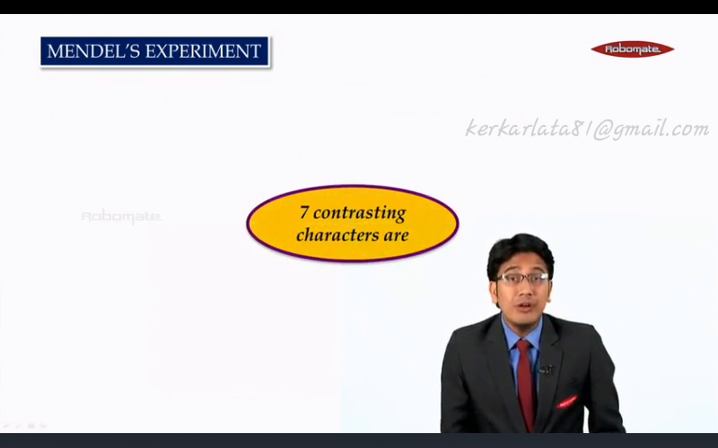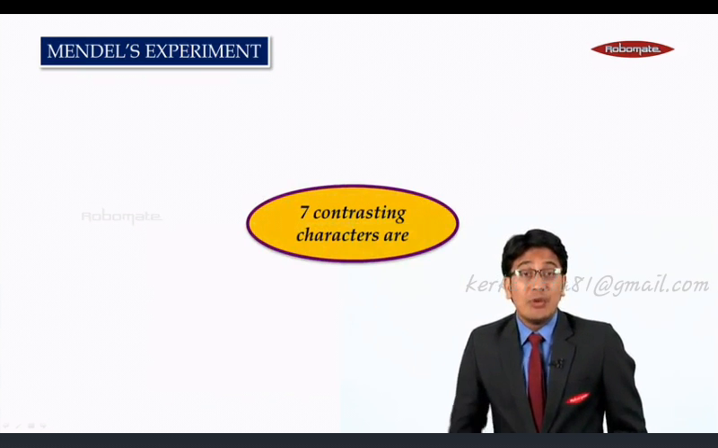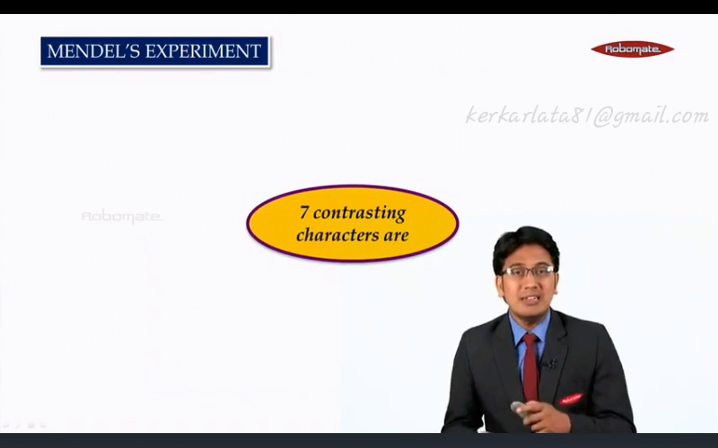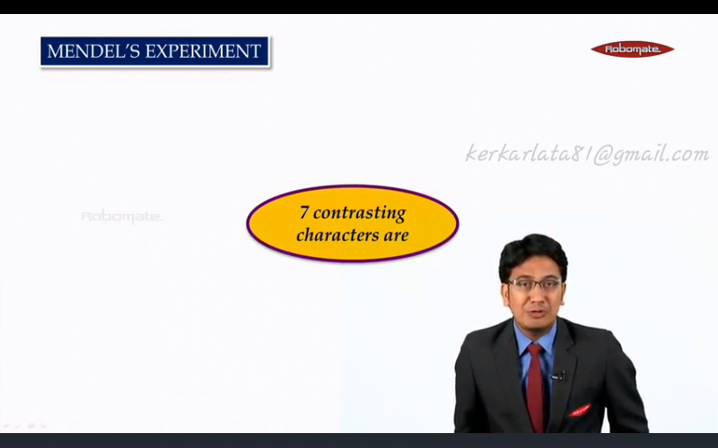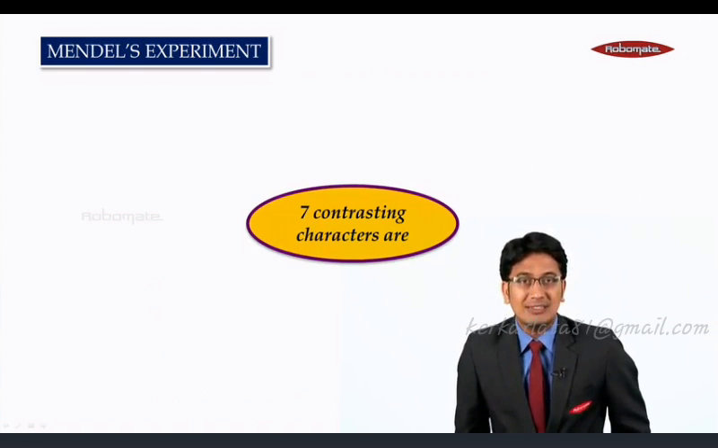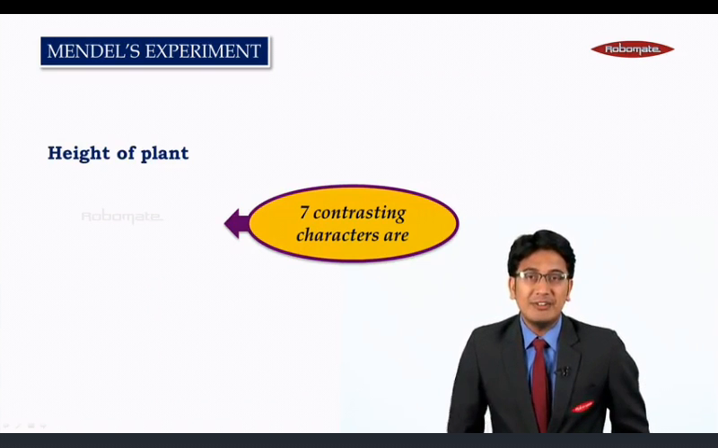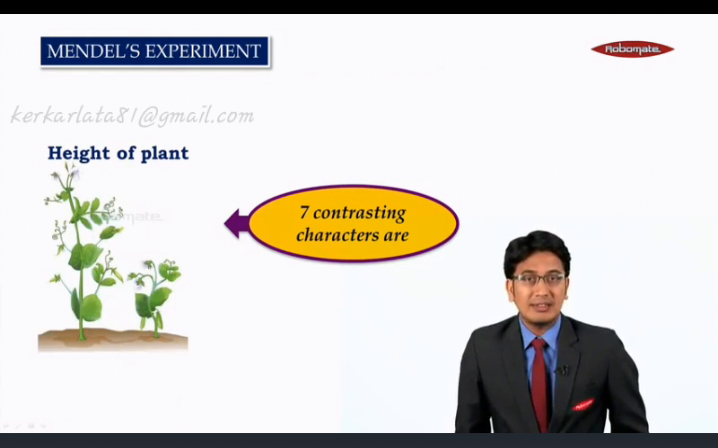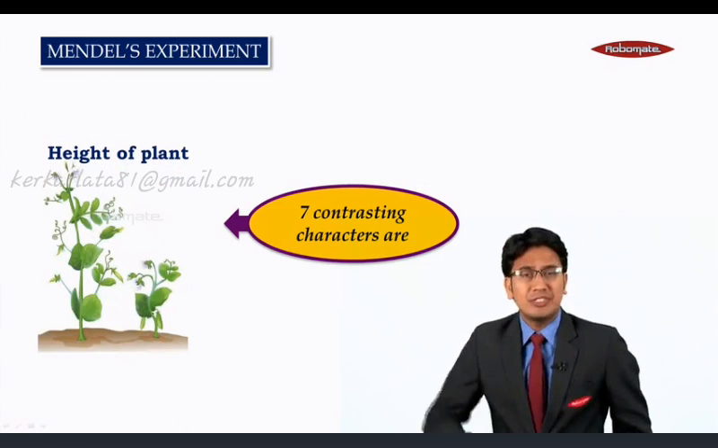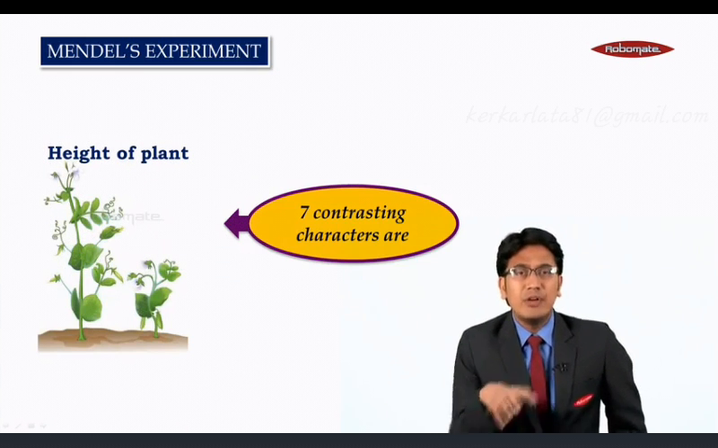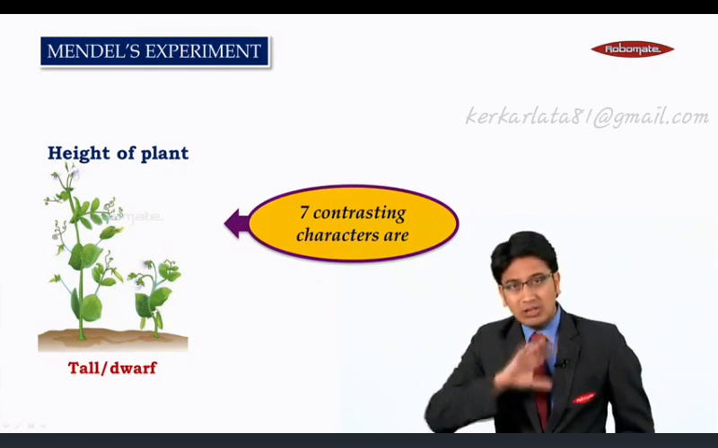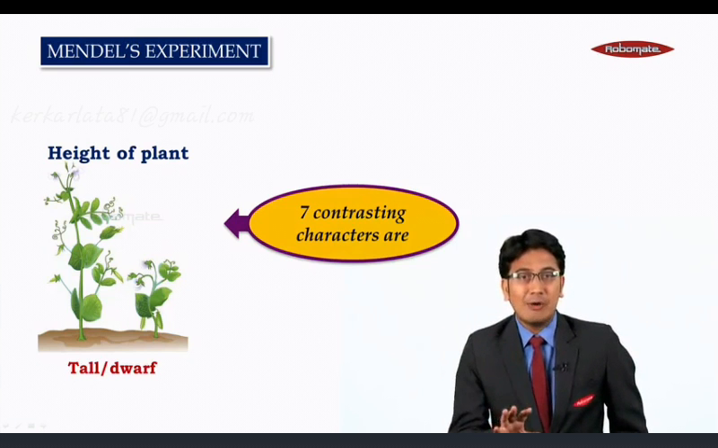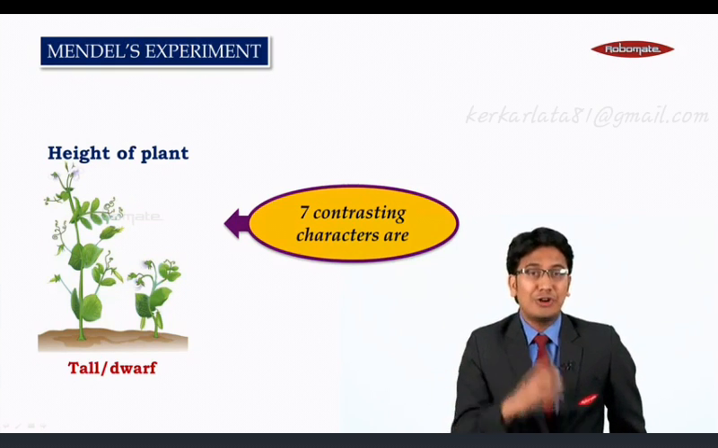Let's see what were those 7 contrasting characters which Mendel noted, then observed, and then experimented with, and from which he found the theory of inheritance and variation. The first character he saw was the height of the plant. A very notable character. From the group of pea plants, he observed some plants were tall and some were dwarf. So he categorized all the plants into 2 categories, tall and dwarf. So he noted down the height of plant, which was tall or dwarf.